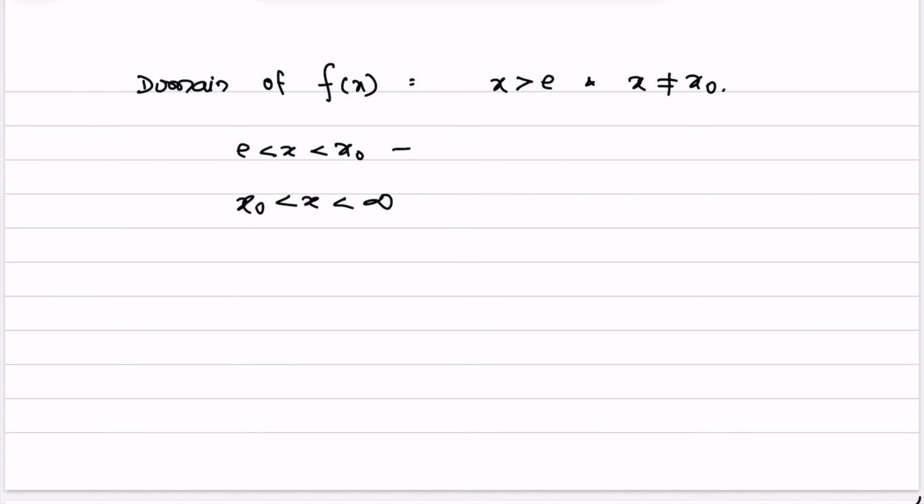This is one part. This is another part, both union. That means for the domain, x should be greater than e and it should be less than x naught. It should not be equal to; that is excluded. And in the other part, x can be greater than x naught but less than infinity. But x should not be equal to x naught.